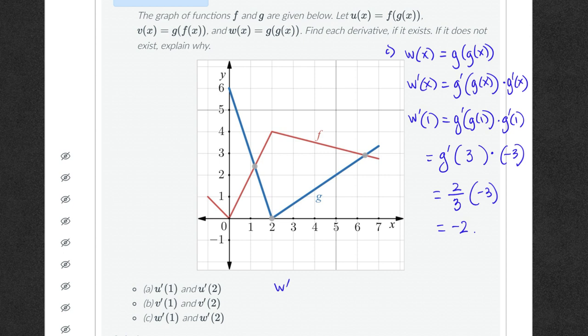For w prime of 2, we would need to evaluate g prime of g of 2 times g prime of 2, but as with the case before, we can just stop here and say that this does not exist, because g prime of 2 does not exist. Again, the function g has a corner at x equals 2, and so g is not differentiable at x equals 2.